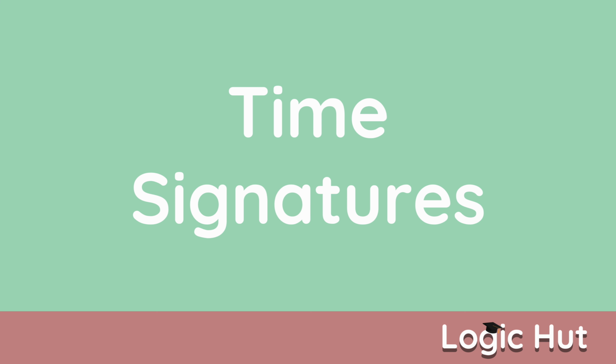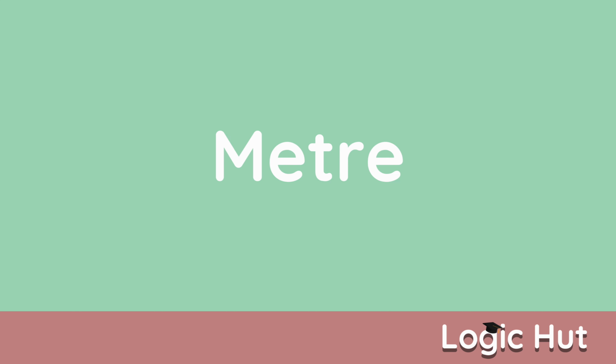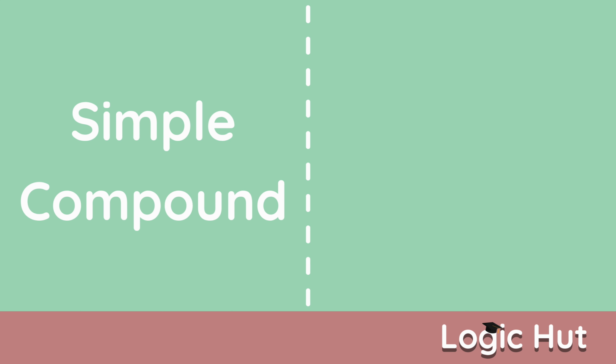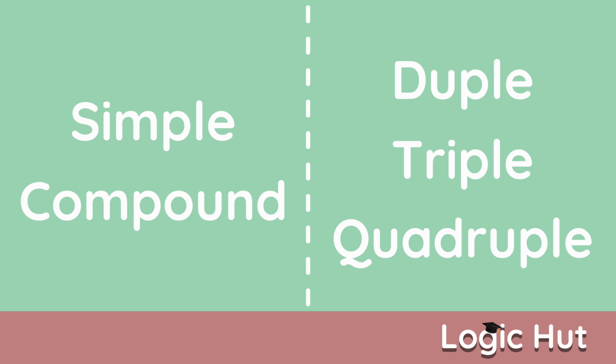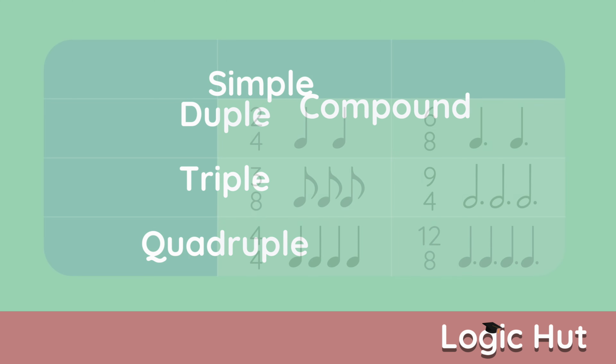Time signatures can also be described using another set of terms known as the meter, and it consists of 2 parts. The first is either simple or compound, and the other depends on how many beats are in a bar. For example, 2 beats is known as duple time, 3 beats is known as triple time, and 4 beats is known as quadruple time. With this, we can compare some of the most common time signatures along with their terminology.